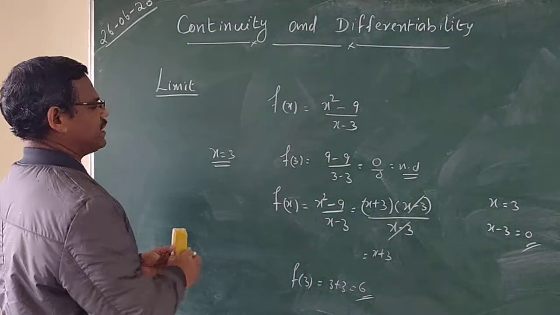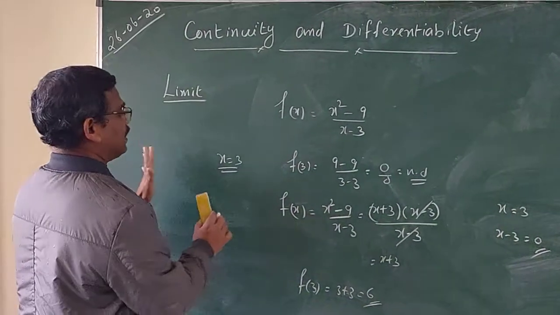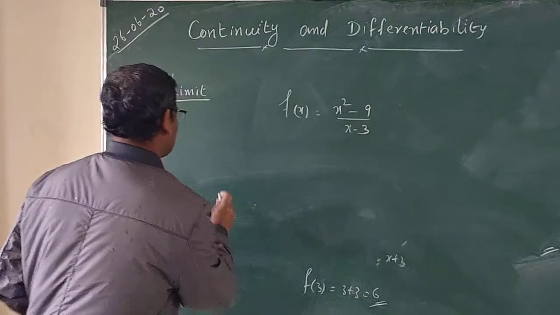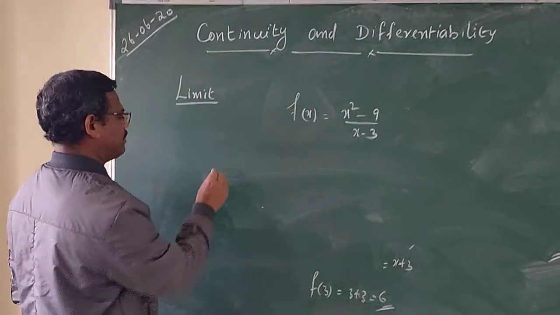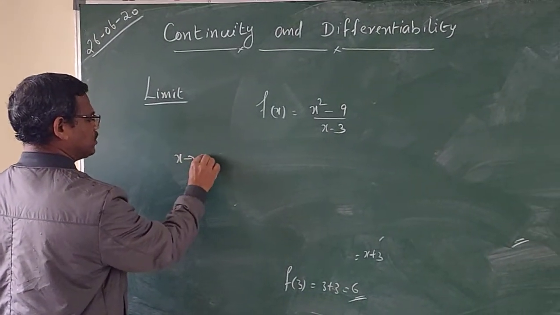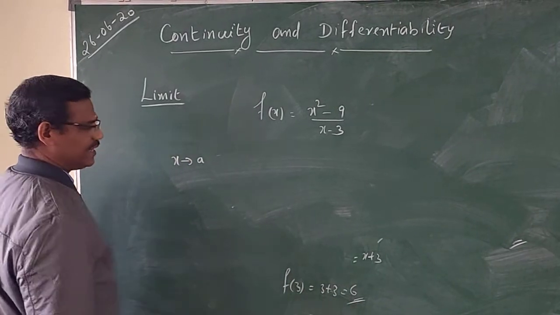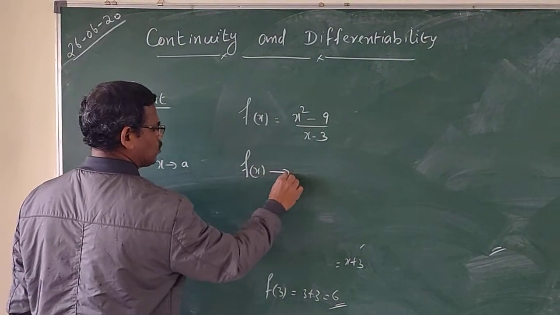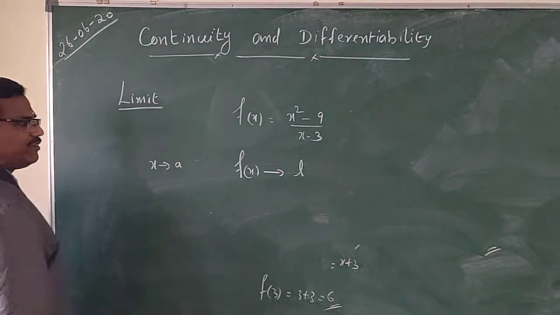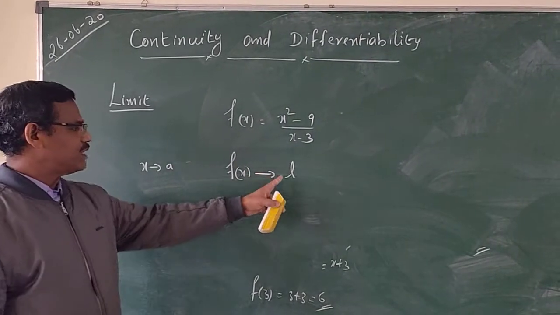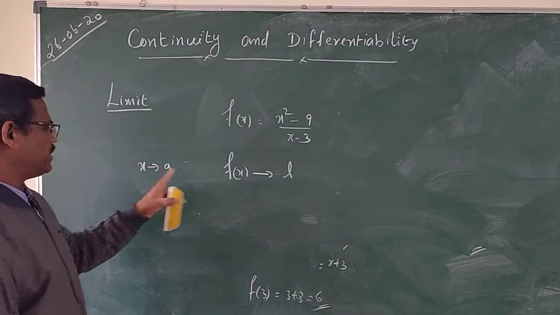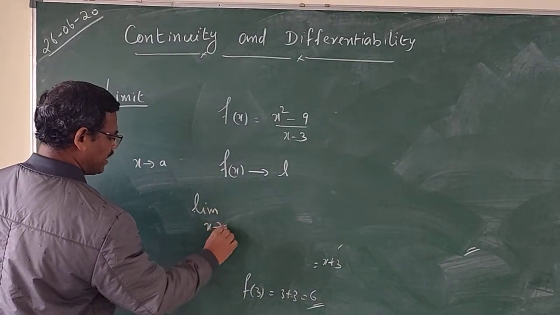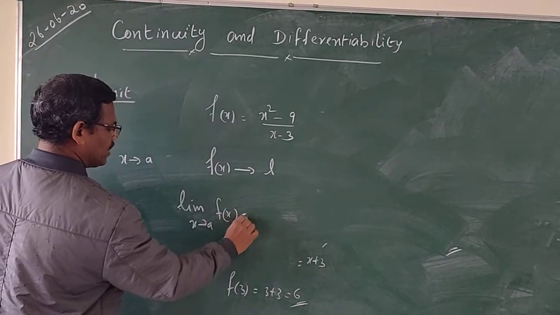Now what I want to highlight here is what a limit is, which you have learned in class 11. Now I will give the definition of the limit. When x is approaching a number a, where a is a real number, the value of the function approaches a particular number L, then we say that the limit of this function at that particular point is L, and we denote it as limit x tends to a, f of x is equal to L.